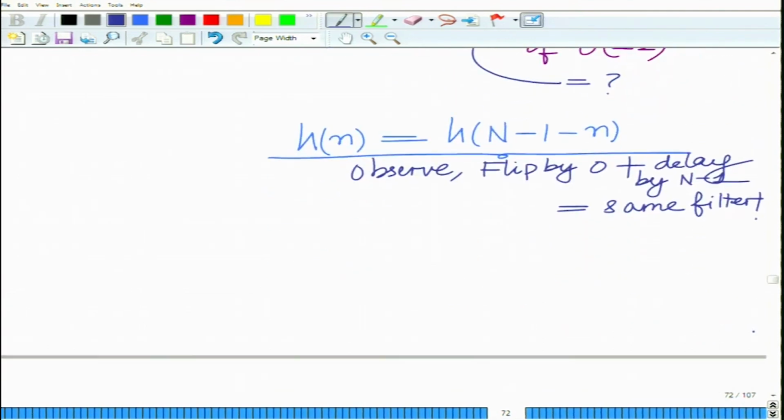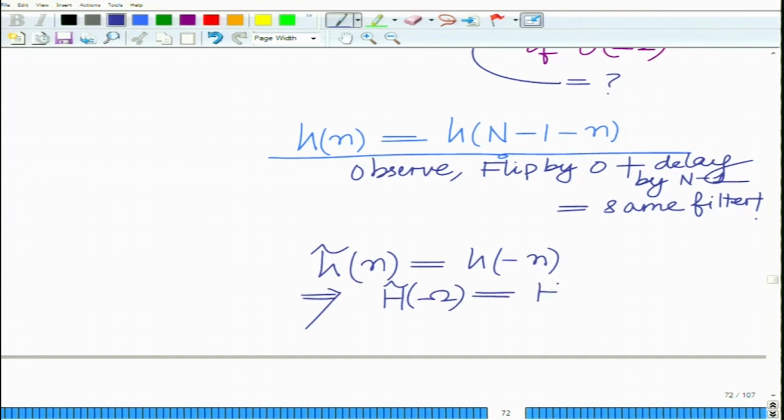So, if you flip it over the 0 axis, that is, first you take h tilde[n] equals h[minus n], that implies, taking the DTFT, we have h tilde, remember, look at the time reversal. So, we are considering the time reversal basically, time reversal and delay by N minus 1. So, H tilde of omega equals H of minus omega, this is from the time reversal property. Okay.